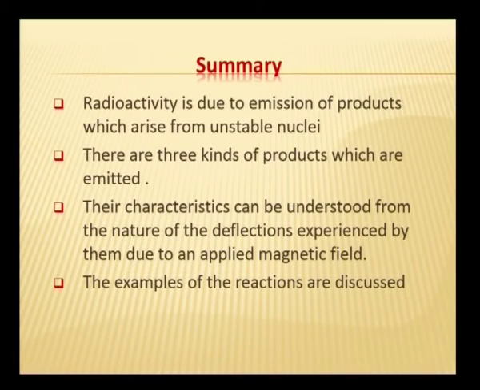And let me now pass on to the summary session of this lecture. Radioactivity is due to the emission of products which arise from unstable nuclei. There are 3 kinds of products which are emitted. Their characteristics can be understood from the nature of the deflections experienced by them due to an applied magnetic field. The examples of the reactions are discussed.